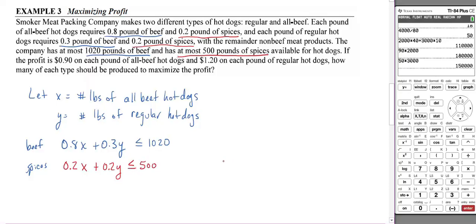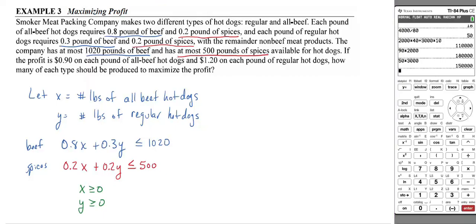And it's worth mentioning that we have x greater than or equal to 0 and y greater than or equal to 0. We're not going to be producing a negative number of pounds of hot dogs in the all beef or the regular. So this again just limits us to that first quadrant, and you don't need to actually graph these in your graphing calculator. It just kind of muddies it up a bit.